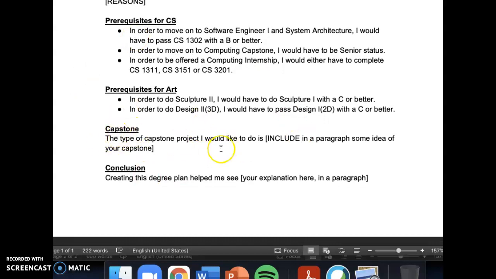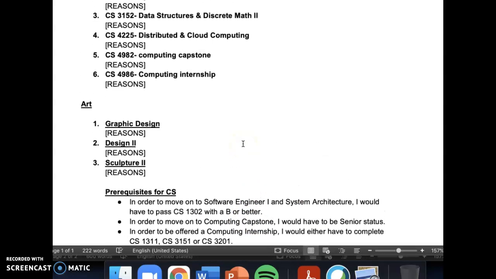And so here, obviously, this would sound personal if I were to just include somebody else's, but the type of capstone project I would like to do is, and then think about what you might like to do. I'm not gonna, again, come over to your house, but imagine, think creatively, think of the kinds of things you care about. And then finally, creating this degree plan helped me see, and then what else did you learn from doing this exercise and this kind of thinking?